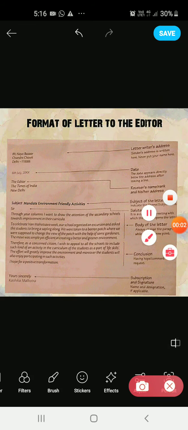Students, let's have a quick look at the format of the letter to the editor again before doing some sample letters. You might have noticed one thing, students, that everything is written towards the left side. So our letter is basically left aligned. And the first thing we have written at the top is the sender's address, and you never put a name here. This is the sender's address, 889 Naya Bazaar, Chandni Chowk, Delhi.